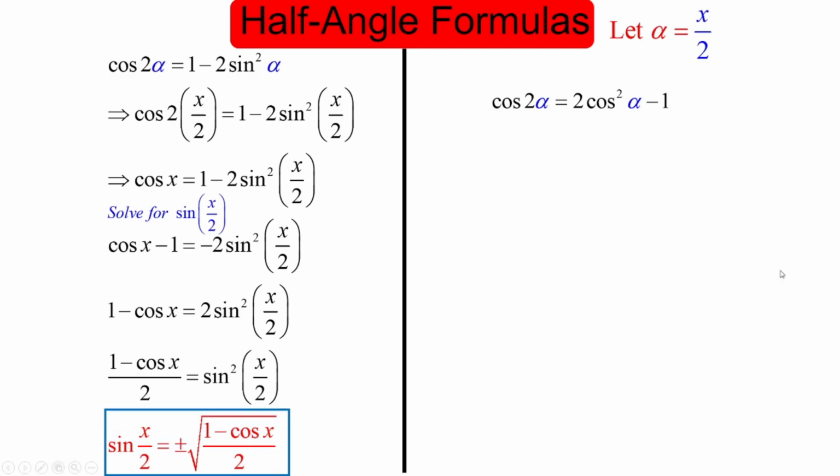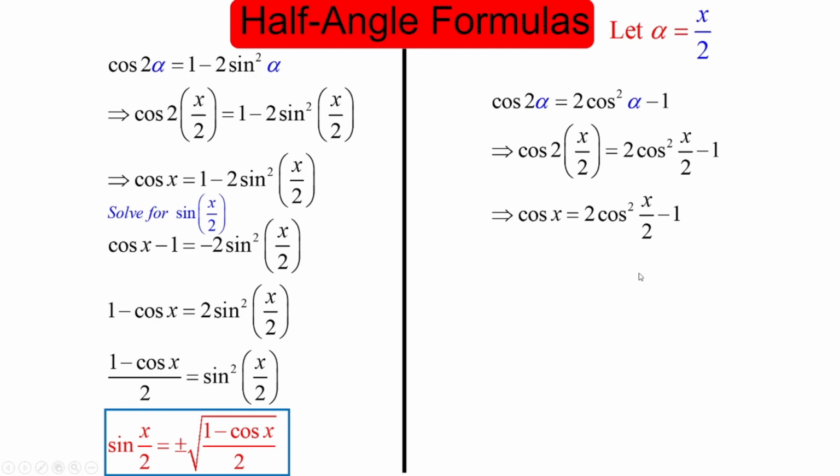Okay, so let's do the same thing for our half angle identity for cosine. So again, we're going to let alpha equal x over 2. So cosine of 2 alpha becomes cosine of 2 times x over 2. Equals 2 cos squared of alpha is now 2 cos squared of x over 2 and minus 1. And then let's simplify the left-hand side. So cosine of 2 times x over 2 becomes cosine of x, like that. And let's leave the right-hand side alone right now.